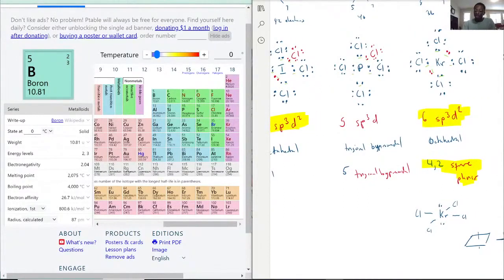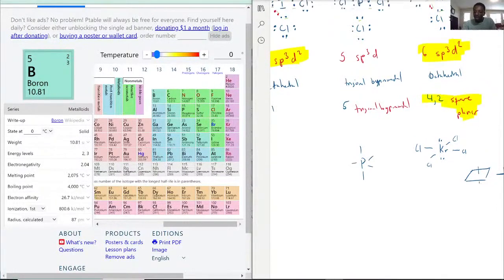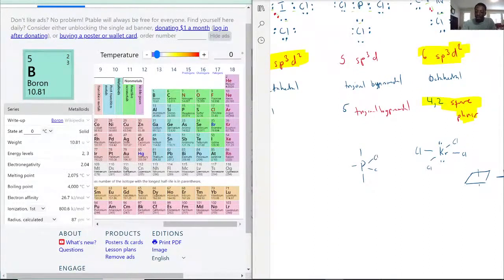Phosphorus is also going to be nonpolar, but it's going to be trigonal bipyramidal, with phosphorus in the center, and how do we draw this again? It's going to be like that. 1, 2, 3, 4, 5. Okay, like that. And each one is going to be like the chlorine.